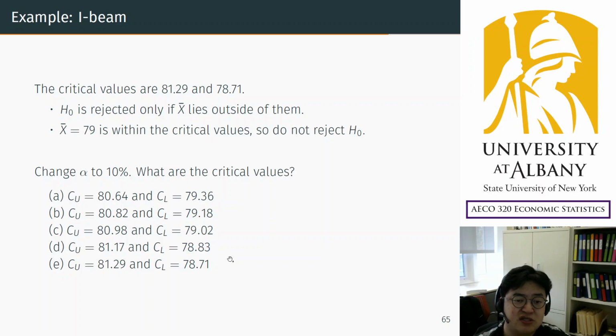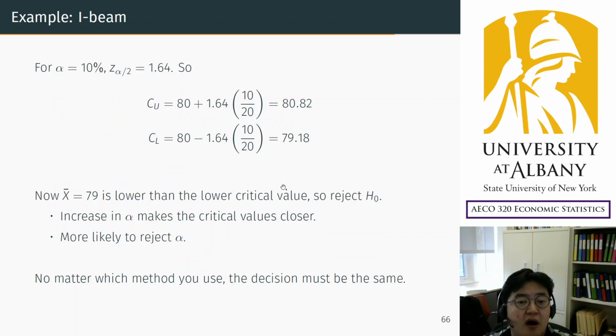Okay, then let me ask you another similar question. What happens if you use 10% significance level instead of 1%? Recalculate and see how they change. Okay, let me give you the answer. Now the difference is only in here. Alpha is now 10%, so you have to use the top 5% standard normal distribution value, which is 1.64, right? So plug that in here, then the new critical values are like these, okay?